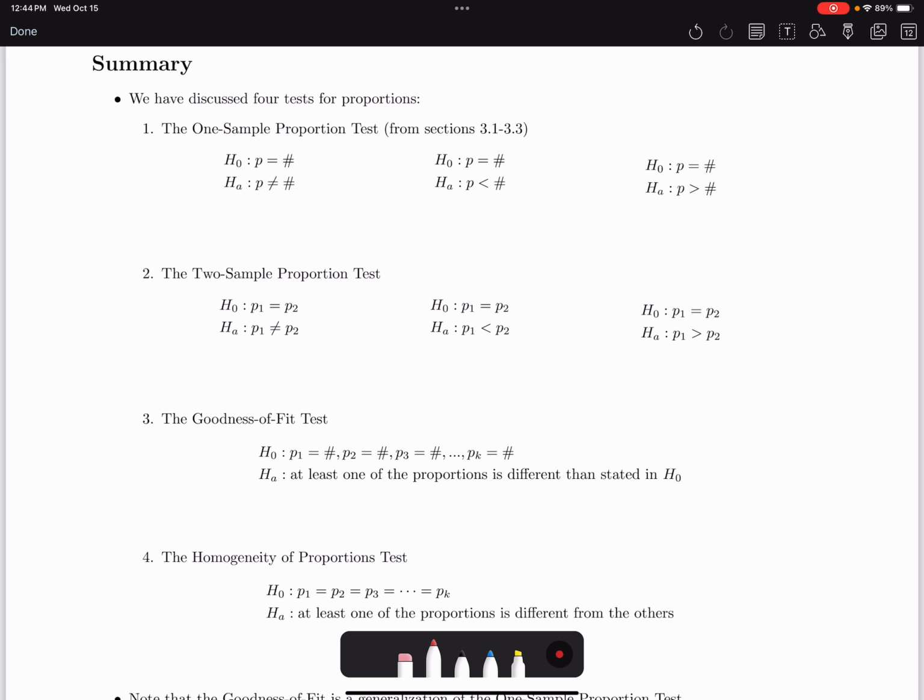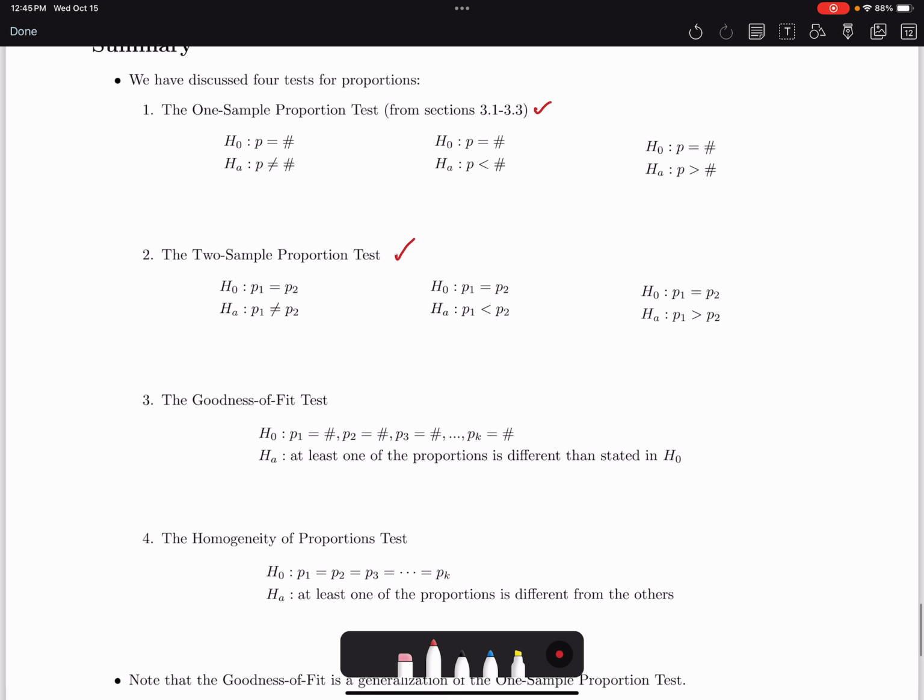Obviously, if you only had one sample, one group, then you would run the one sample test. If you had two groups, then you run the two sample test. If you have more than two groups, then you have to decide between either the goodness of fit or the homogeneity. And to help you do that, notice that in the goodness of fit test, the null hypothesis is that P1 equals some value and P2 equals some other value. Whereas in the homogeneity test, we don't have any claimed values. We just want to know if the proportions are equal to each other. Okay, so that's one kind of dead giveaway between those two different kinds of tests.